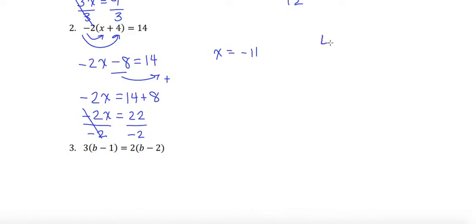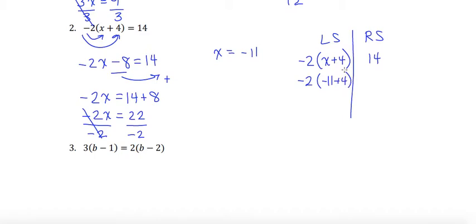So let's verify our answer by doing the left side, right side check. The left-hand side of my equation is negative 2 times x plus 4, and the right-hand side of my equation is 14. So I'm going to substitute in my value of negative 11 for x in my equation here. I can write 14 here if I want to. If I want to show all the steps, I can. That's fine. Then I'm going to simplify what's inside of my bracket.